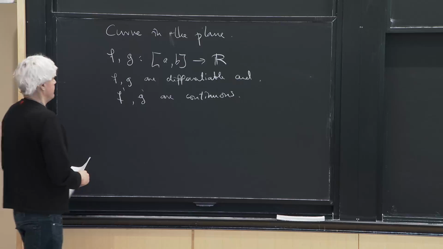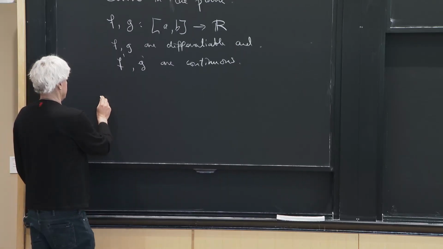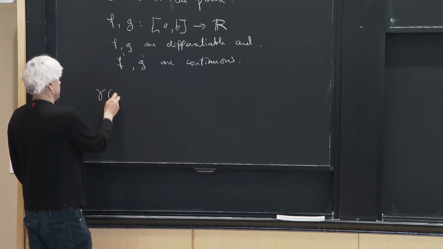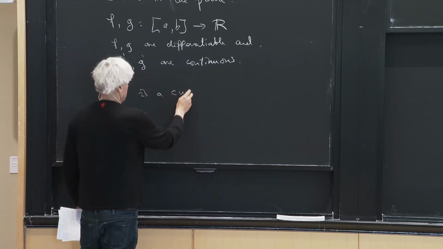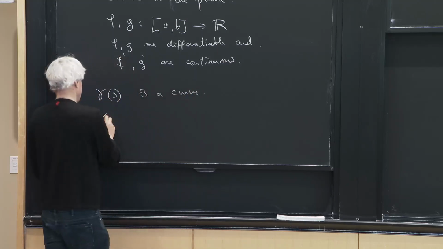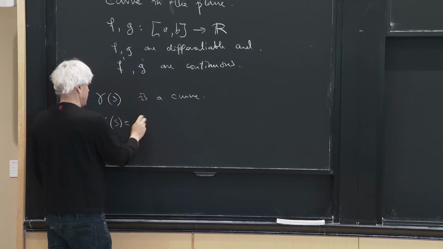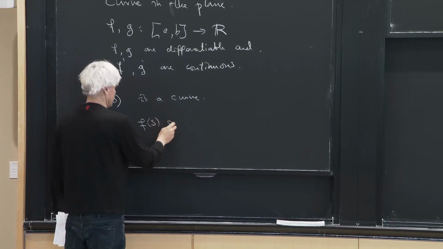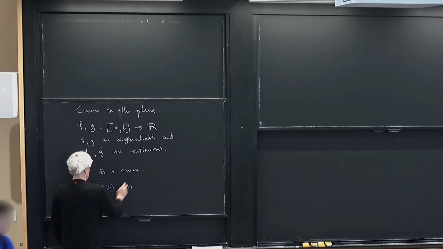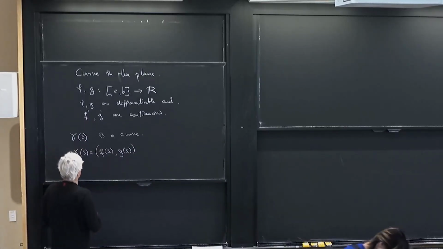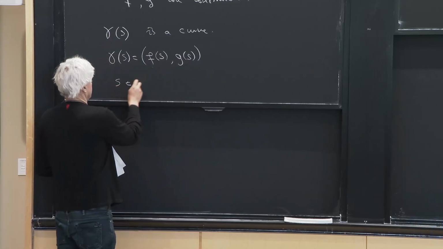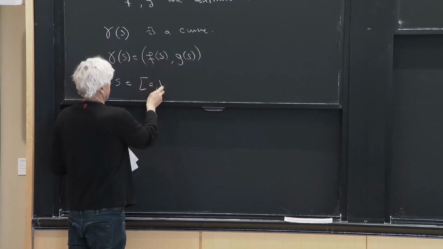And then I'm thinking about the curve. So gamma here of s is a curve, and it's given by gamma of s is f of s, comma g of s. And I want to look at the length of this curve, right? So s here is running in the interval from a to b.